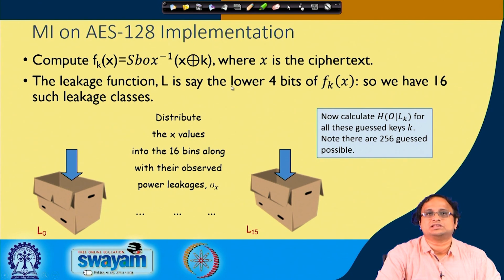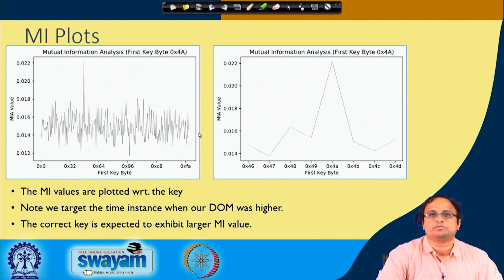Now, the leakage function is, say, the lower 4 bits of Fk; it could be the upper 4 bits of Fk as well. So, the moment you choose 4 bits, you have 16 classes or 16 bins. For every bin we again calculate H(O | Lk). Note that H(O | Lk) means that I am guessing the key, and depending upon that I am calculating this H(O | Lk). Okay. And note that there are 256 possible guessed values here, and therefore, we distribute the x values into the 16 bins along with their observed power leakages Ox. We estimate this H(O | L), and therefore, here is a plot of the mutual information.